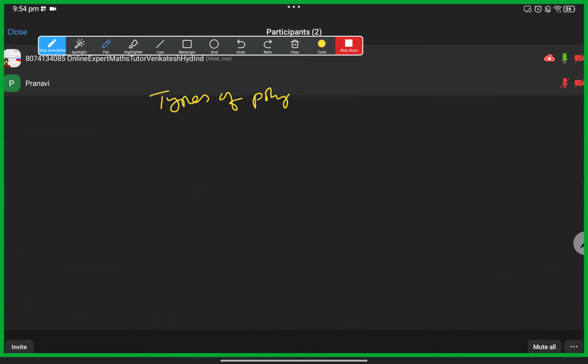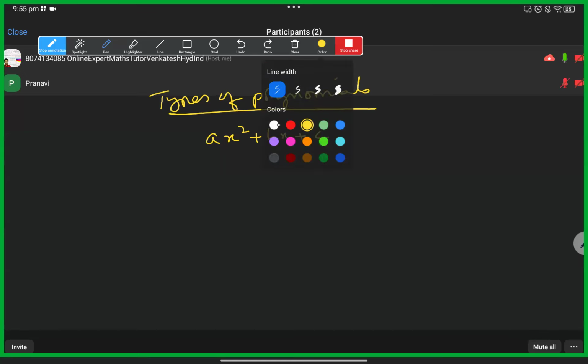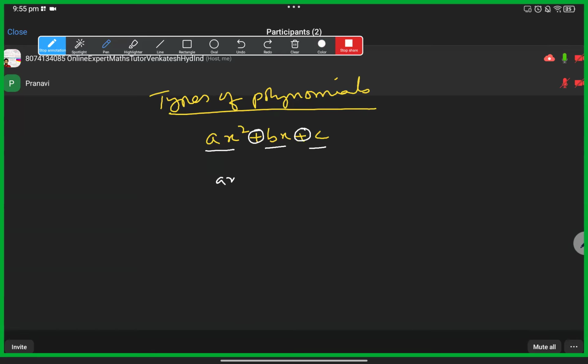Now the next thing, Pranavi, is types of polynomials, which we already know. In an algebraic expression, terms are separated by the plus or minus sign between them. For example, if I write an algebraic expression like ax square plus bx plus c, it is a trinomial. Ax square is the first term, bx is the second term, c is the third term. It's a trinomial, 3 terms are there.